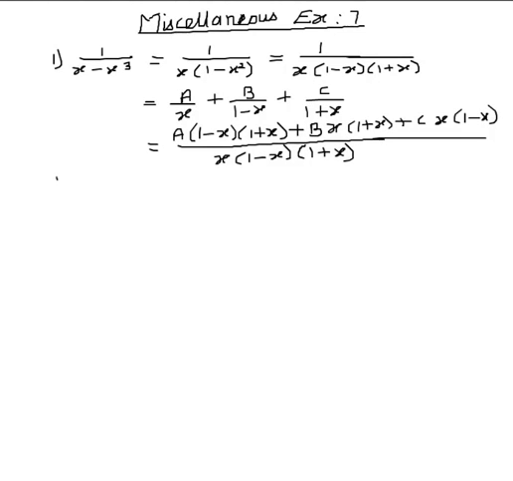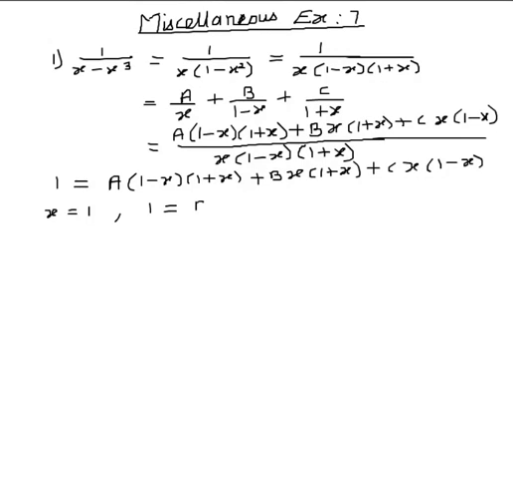Let us equate the numerators. 1 is equal to a into 1 minus x into 1 plus x plus b into x into 1 plus x and plus c into x into 1 minus x. Let us substitute x is equal to 1. The first term will become 0. b into 1 plus 1, 2. Third term is also 0. Therefore, we get the b value as half.